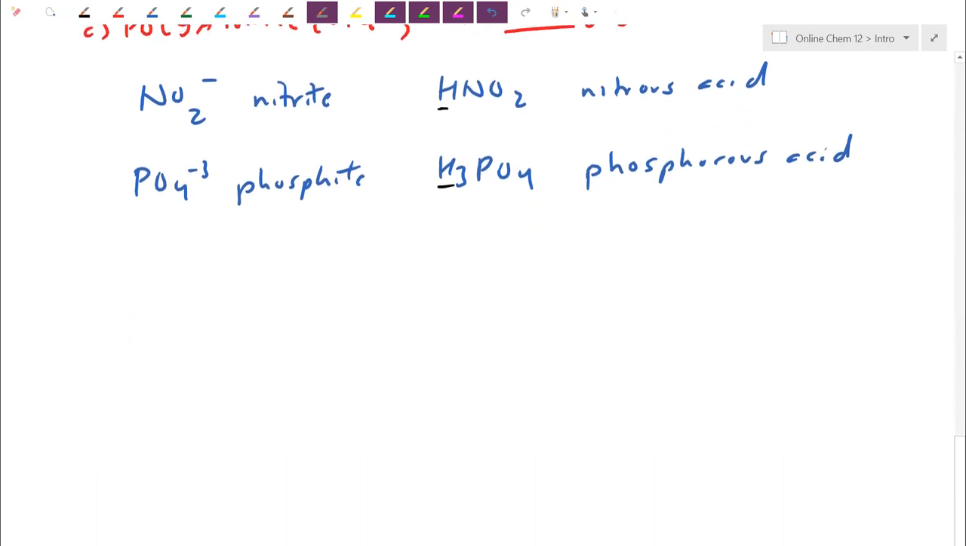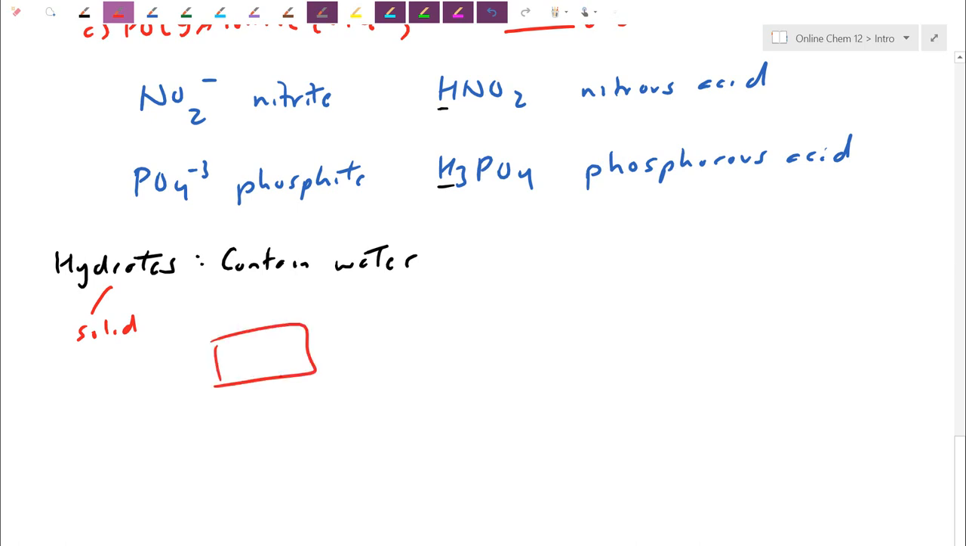Then to finish off our review of ionic naming here, we took a look at what are called hydrates. Hydrates are things that contain water. They contain water. And basically, the first thing I want to indicate is a hydrate is a solid. So I think of it as a sponge. So let's take a sponge, it's currently dry, let's soak it in a pool of water. So just toss the sponge inside.